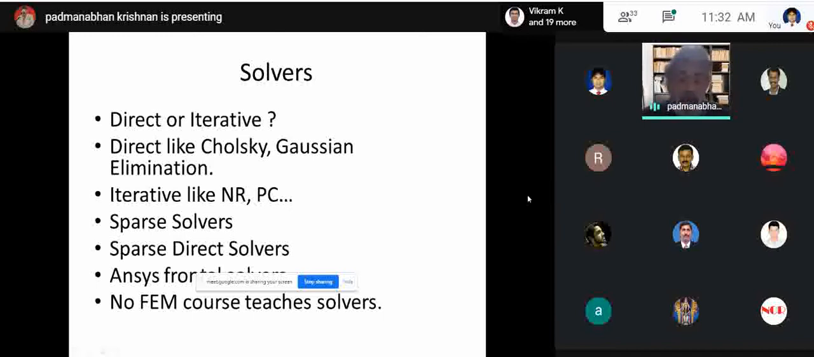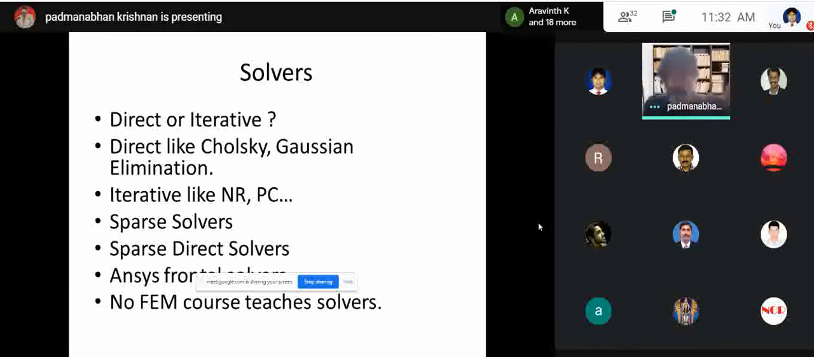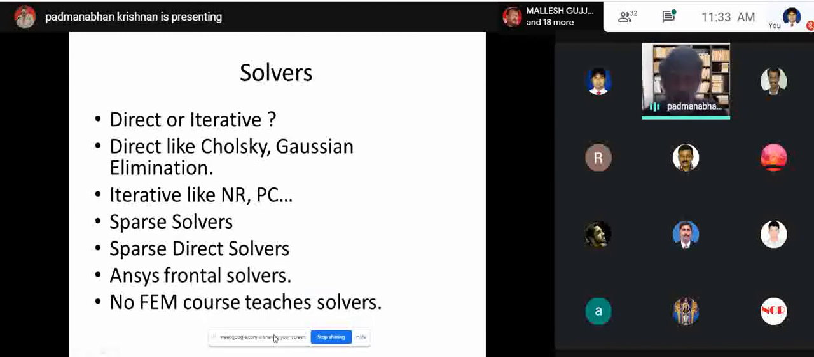You need to understand solvers, and my request to teachers is to understand solvers and then include them in the syllabus. You decide whether it is direct or iterative. Direct solvers are like Cholesky or Gaussian elimination. Then iterative solvers like Newton-Raphson, predictor-corrector and so on. Then there are sparse solvers, sparse direct solvers. ANSYS uses a lot of frontal solvers. Now, no FEM course teaches you solvers.